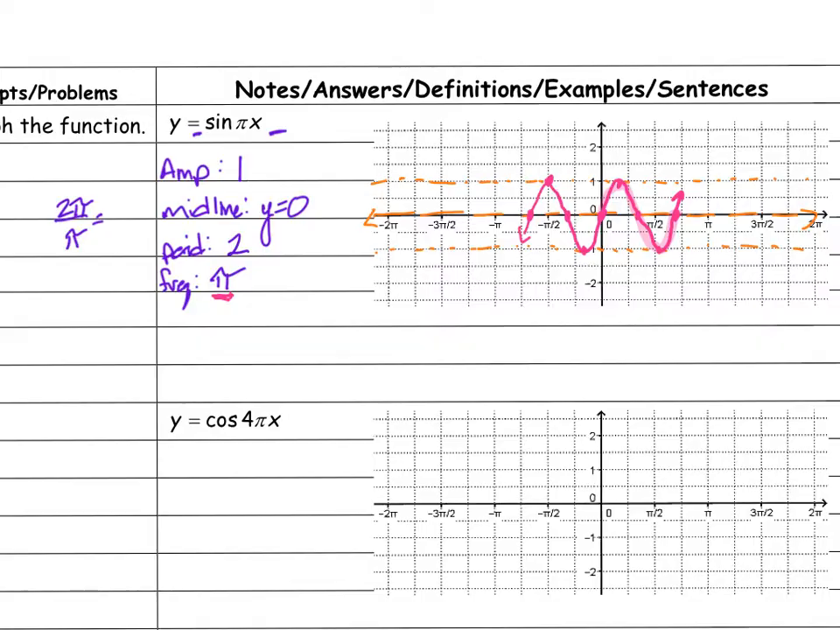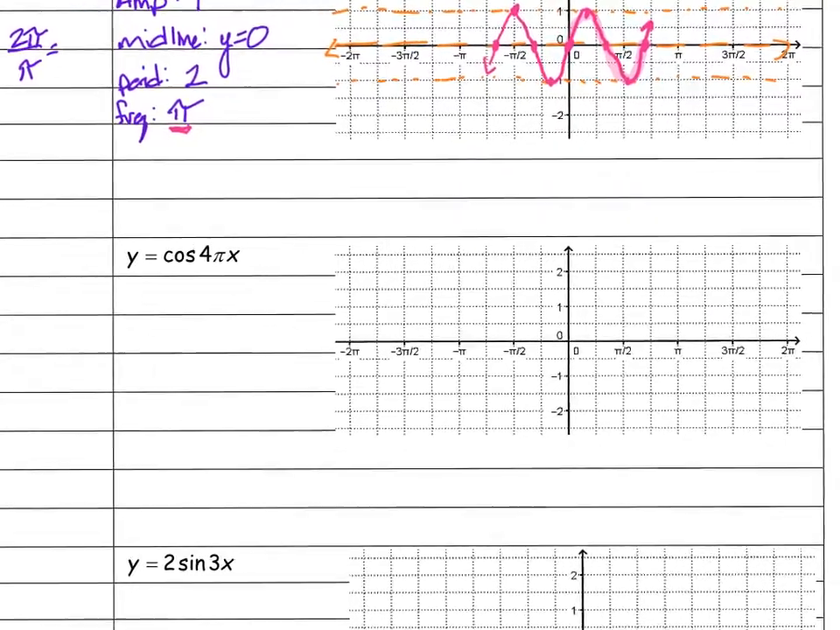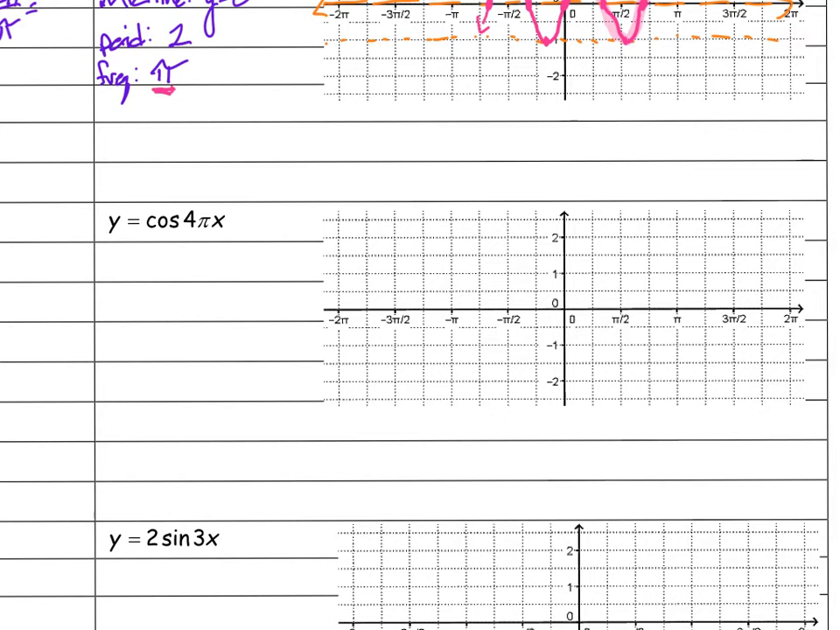Okay, so we're going to try this again on the next one. It's a little different. But we're still finding the same thing. I'm finding my amplitude. Sorry, I'm still getting used to this program. My amplitude, my midline, my period, and my frequency. Okay, so my amplitude is still 1. My midline is y equals 0.